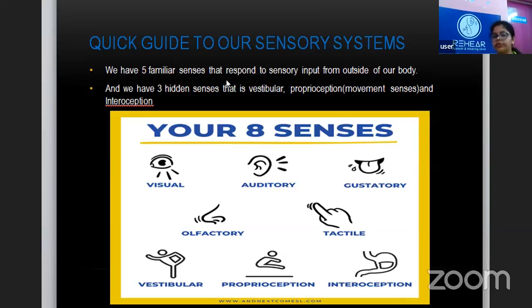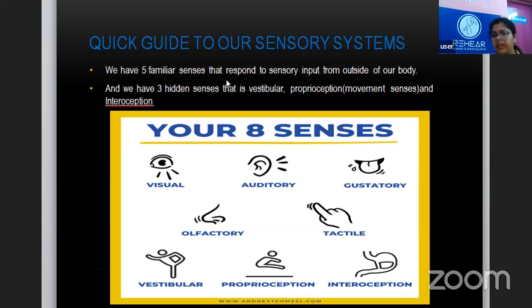So interoception basically means our internal sensation. By internal sensation, we mean that autistic kids have issues. If you are a therapist, family member, or parent, you have seen that most autistic kids can't tell you that their bladder is full, that they want to poop, or that they need to go to the toilet.